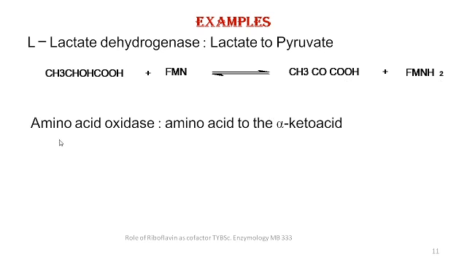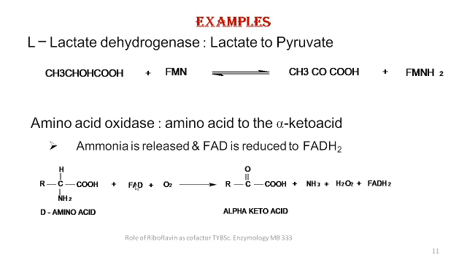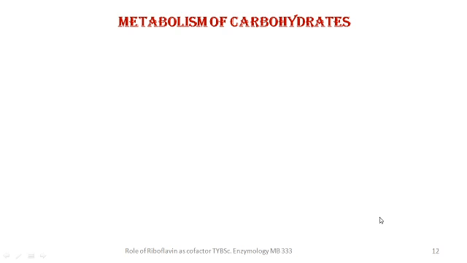The next example is amino acid oxidase, which converts the amino acid to keto acid. This reaction is very important in protein metabolism, whereby the keto acid can then enter the central energy-yielding pathways. In this reaction, ammonia is released and FAD is reduced to FADH2. So here you have an amino acid, the typical structure of an amino acid. With the help of FAD and oxygen, it gets converted to a keto acid. And here you can see ammonia is released and FADH2 is formed.